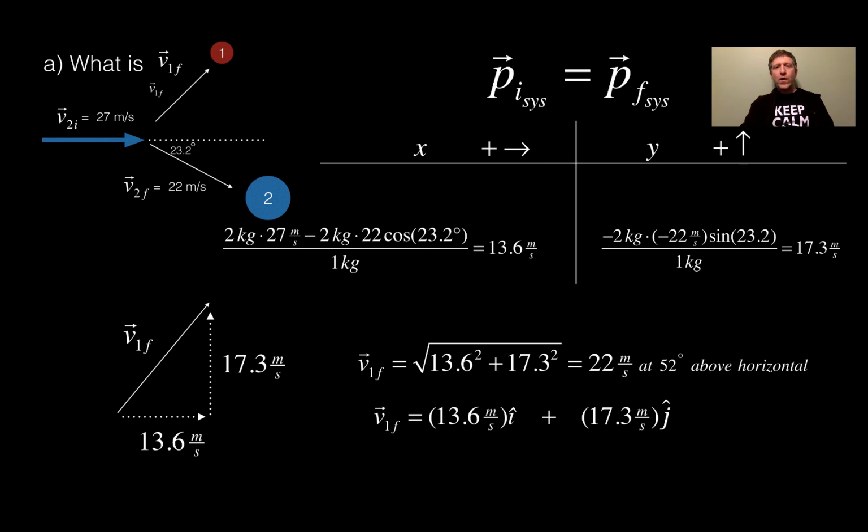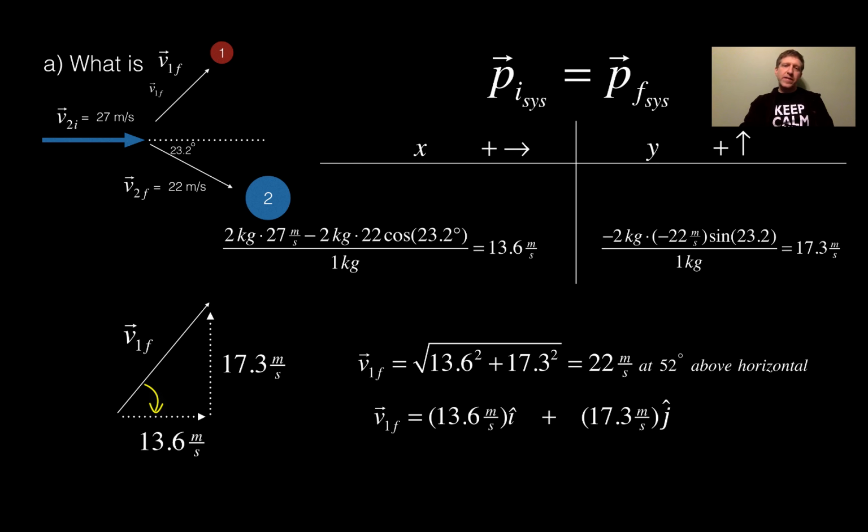And all I did here was just figure out the magnitude of it. It's 22 meters per second. It happens to be the same velocity as object 2, the 2 kilogram object, has. That doesn't always happen. That's just a unique aspect of this problem. And notice that by using trig here, and using the inverse tangent of my angle, I can find out that that angle is 52 degrees above the horizontal.